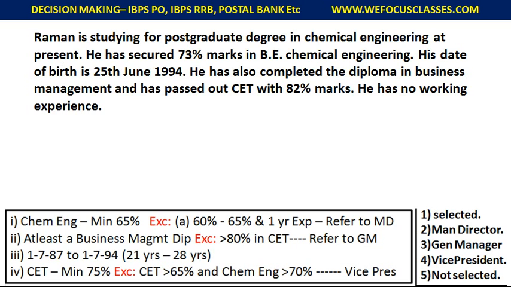Raman is studying for a postgraduate degree in chemical engineering at present. He has secured 73% of marks in BE chemical engineering. So chemical engineer with 73% marks. His date of birth is 25th June 1994. So 1994 means it is between 87 and 94, and especially this is June, friends. June is before July only. So he is also fulfilling the age condition, that is the third condition. He has also completed the diploma in business management, so the second condition is fulfilled, and passed SET with 82% of the marks. So all four conditions are directly fulfilled. So he is getting selected. So the first option is the answer. So this is how we'll be solving the problem, friends.